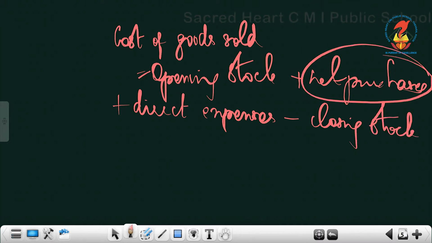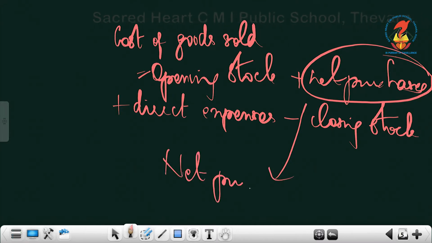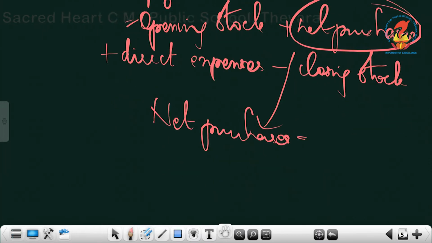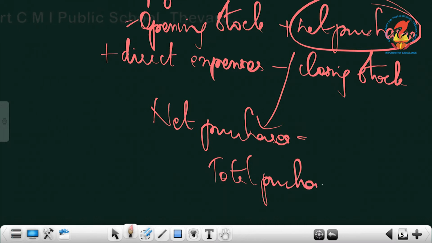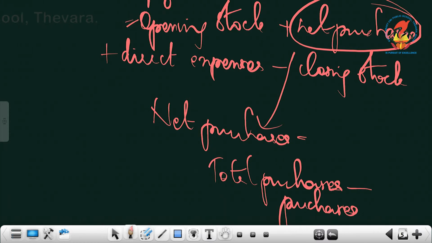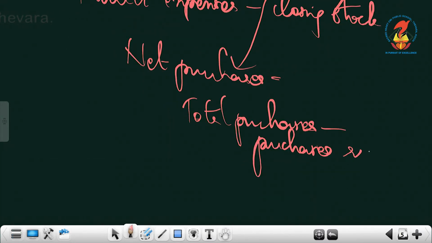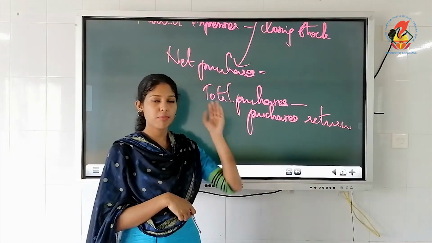Okay, now this net purchases, you also know what net purchases is. It is total purchases minus purchases return. Total purchases minus purchases return, that is net purchases. That means what you show on the debit side of trading.